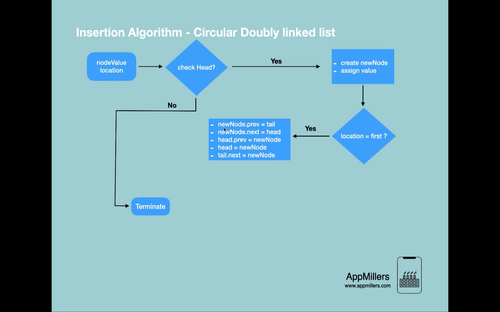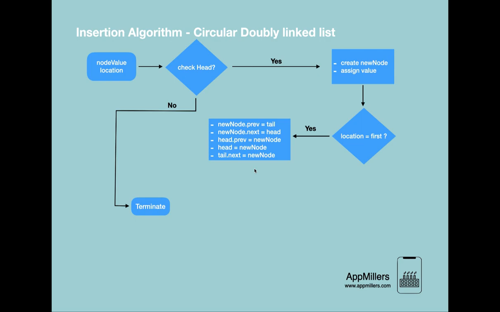So the first operation, we set new node's previous reference to tail. What does it mean? It means that we are creating a reverse link between new node and the last node. Then we are setting the new node's next reference to head. Here we are creating a link between new node and the first node in our circular double linked list. Then we need to create a reverse link between first node and new node. So by setting head.previous to new node, we are creating a reverse link between first node and new node. Then we need to set head to new node.